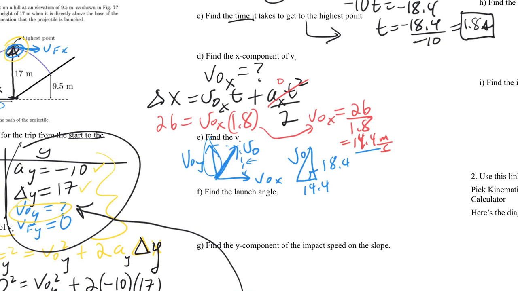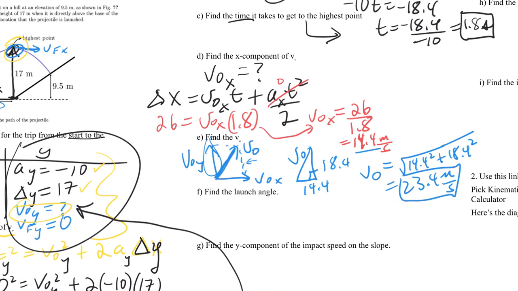So what's VO? I'll use the Pythagorean theorem. It's 14.4 squared plus 18.4 squared, then take the square root of that answer. I get 23.4 meters per second. 23.4 meters per second.